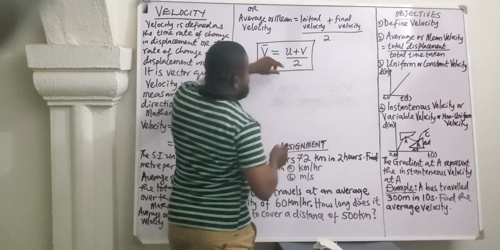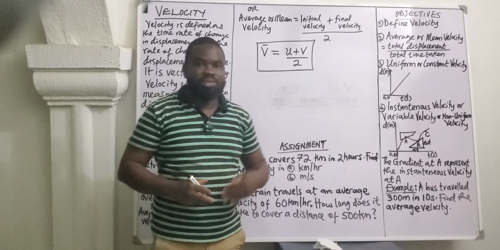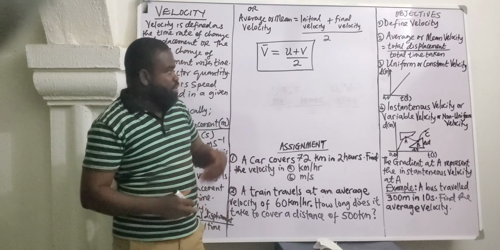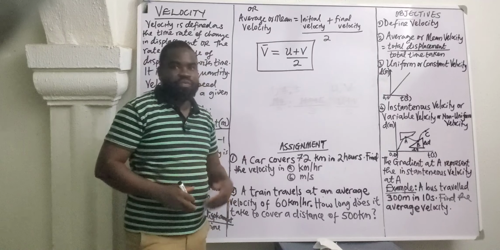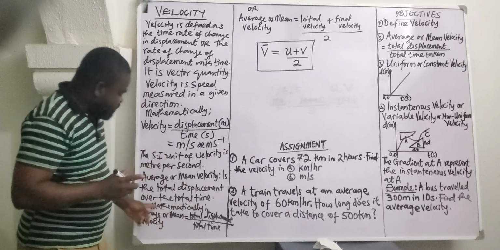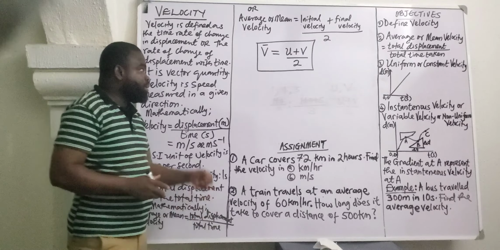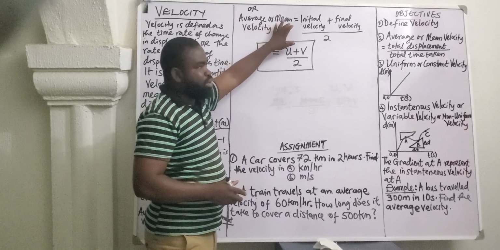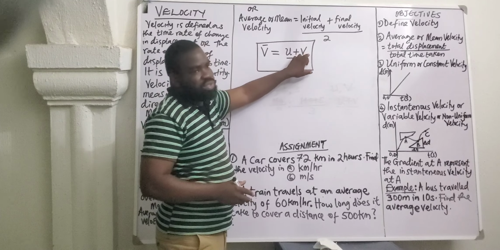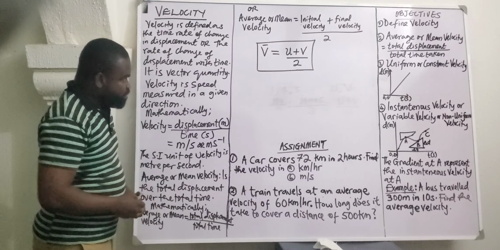Why? It is one of the formulas you will use when you are discussing equations of motion. We use it to obtain the second equation of motion. Very important. So know that average or mean velocity is total displacement over total time. Likewise, average or mean velocity is the sum of the initial velocity and the final velocity divided by 2. So I want you to take note of that.